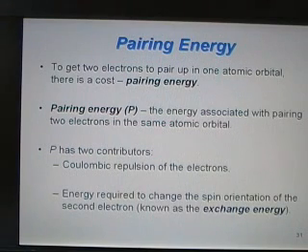Pairing energy is the cost that an electron has to pay to pair up 2 electrons in 1 atomic orbital. Pairing energy, which is represented by the letter P, is the energy associated with pairing 2 electrons in the same atomic orbital. There are 2 contributors to the pairing energy. One is the repulsion of electrons when they're put together in the same atomic orbital, because they have the same charges, so they're going to repel one another. The second contribution is that requirement to spin flip 1 electron, to change the spin orientation of that second electron, that's known as the exchange energy.